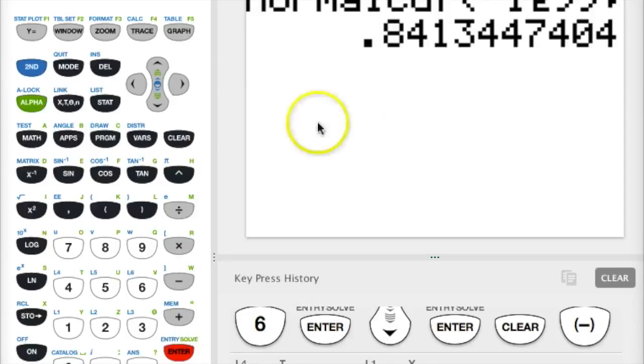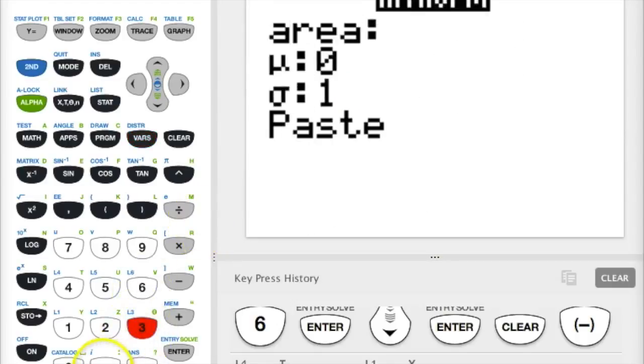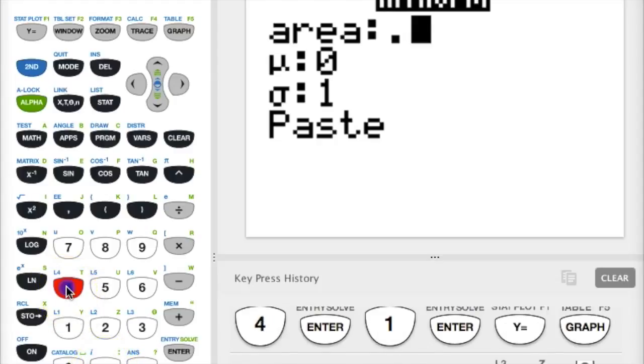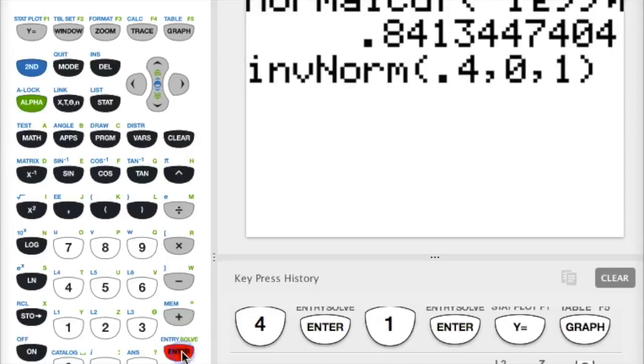And let's see, a little bit more about these functions. You're not going to use number 1 much, but number 3 you're going to use a lot, and that would be the inverse of the normal distribution. Let's just do an example. Okay, so let's say the area was, I wanted to know 40%, and I'm going to use the standard normal curve.